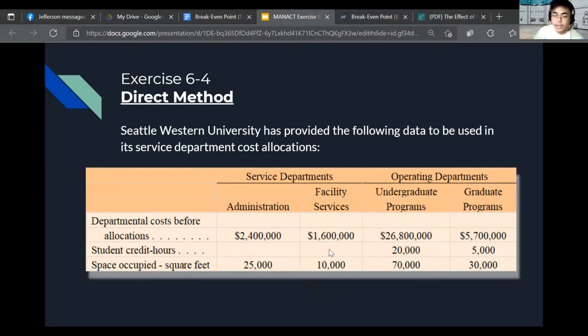So the operating departments have 20,000 hours for the undergraduate programs and 5,000 for the graduate program. The space occupied per square feet for the administration, we have 25,000. For the facility, we have 10,000. For the undergraduate, we have 70,000. In the graduate program, 30,000.